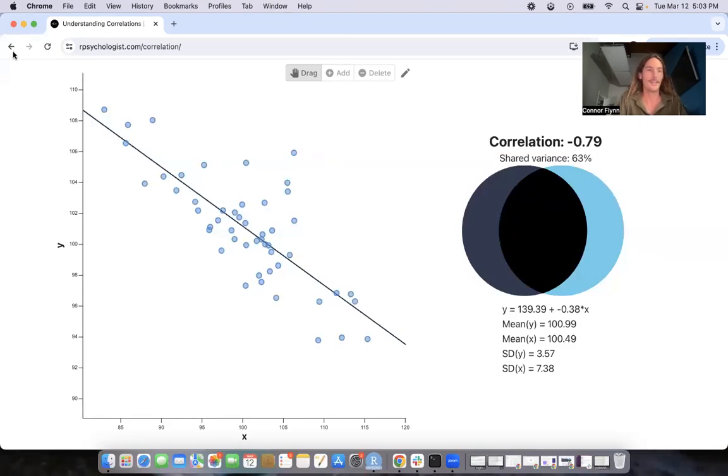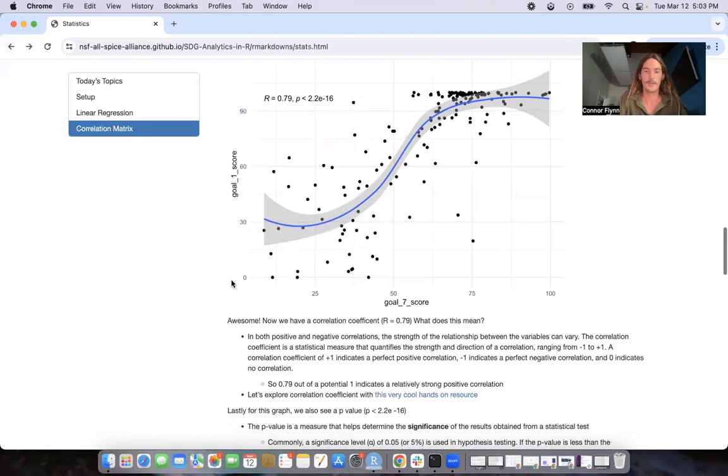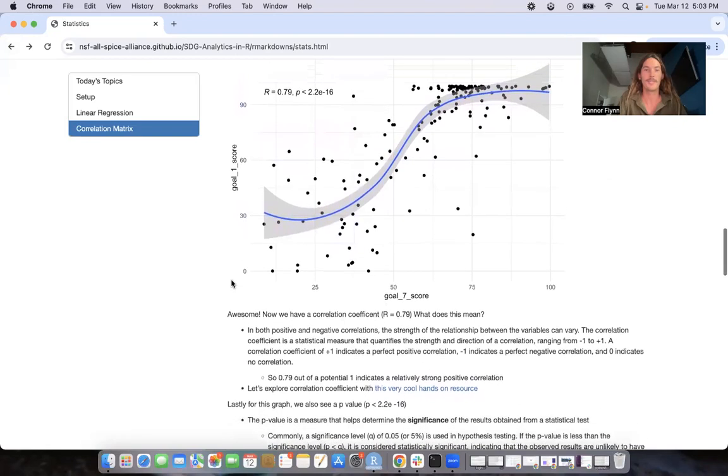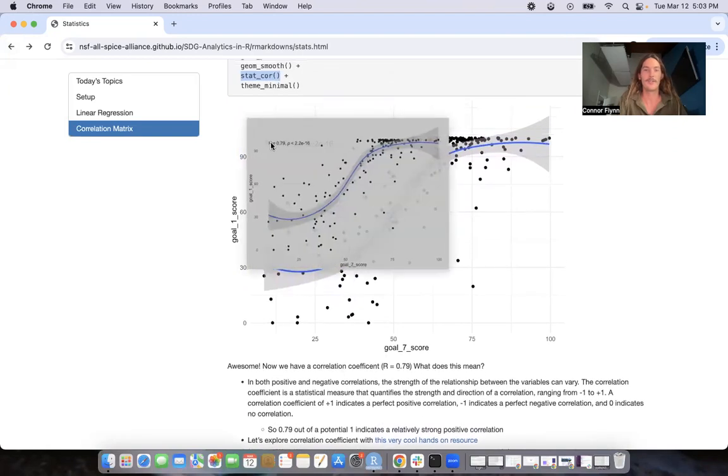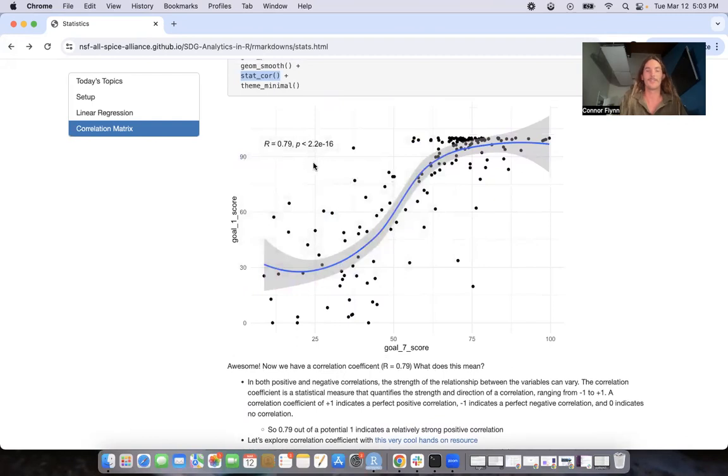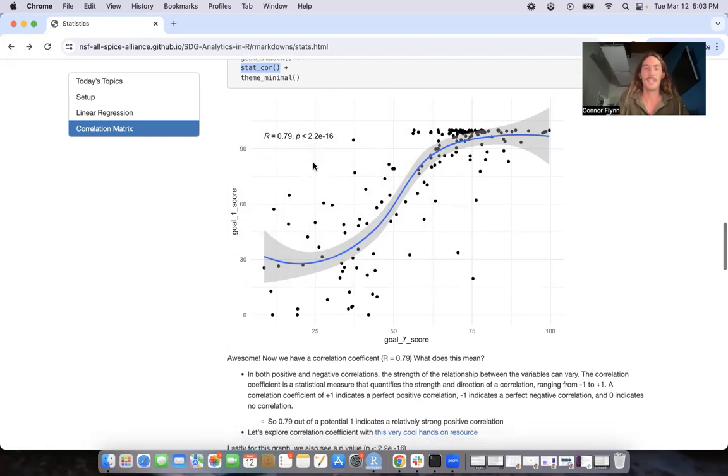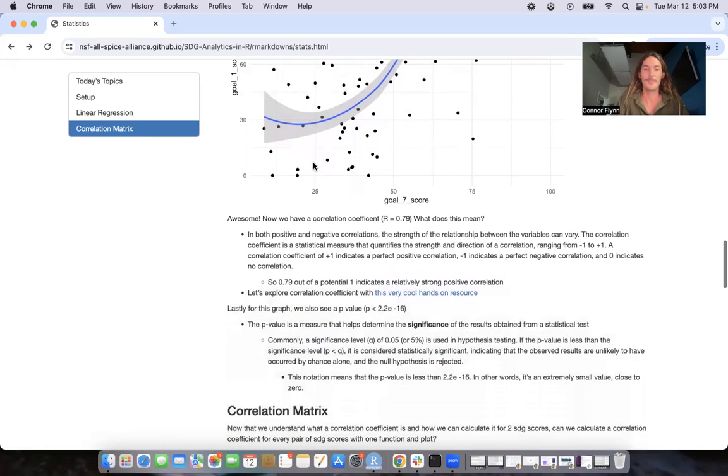So let's go back now that we learned a little bit about correlation coefficients and talk about the p-value. So we printed our correlation coefficient here, r equals 0.79, our strong positive relationship. We have a p-value here of 2.2e-16, and this is indicating significance. So the p-value is a measure that helps determine the significance of the results obtained from a statistical test.